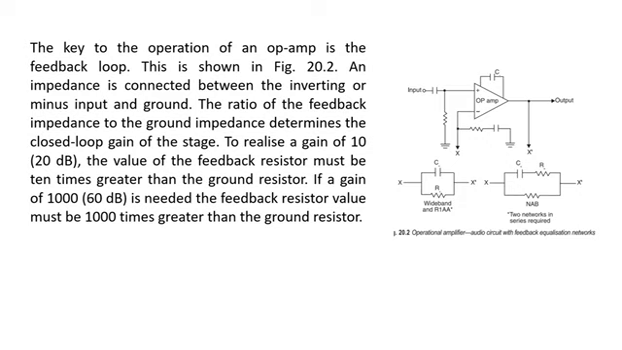So tuning circuits have been used in the inverting and non-inverting circuits. An impedance is connected between the inverting or minus input and the ground. The ratio of the feedback impedance to the ground impedance determines the gain. Normally when I give feedback, I never go for open loop gain. Since the circuit is closed, we call it the closed loop gain. To realize a gain of 10 or 20 dB, the feedback resistor must be 10 times the input resistor. Always the feedback resistor is considered to be 10 times greater than the input impedance. So this is how we fix the feedback resistor Rf value and the input resistance value.